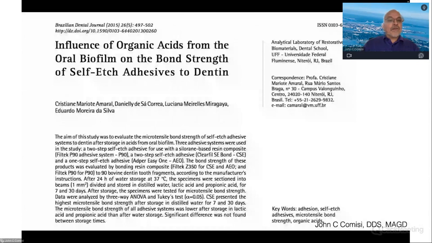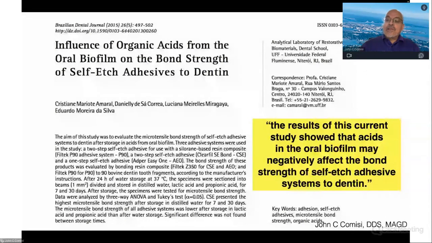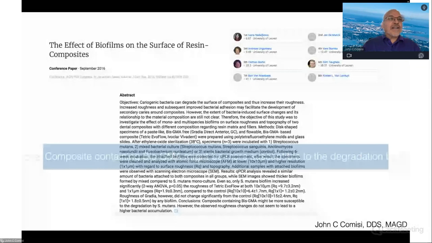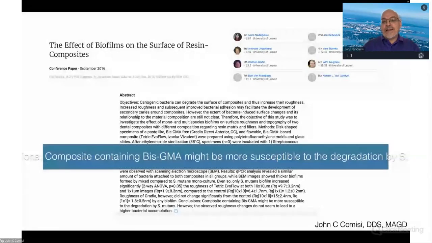And as Cliff talked about just a few moments ago, bacteria have a very high affinity to the plastic surfaces of all of our composite materials. It also shows that the acids in the oral biofilm that Cliff talked about negatively affect the bond strength of all self-etch adhesive systems. And interestingly enough, the bacteria are digesting or using the bis-GMA and are able to degrade it pretty easily, as compared to some of the other materials that Cliff showed us in his presentation as well. So we do have a significant problem.